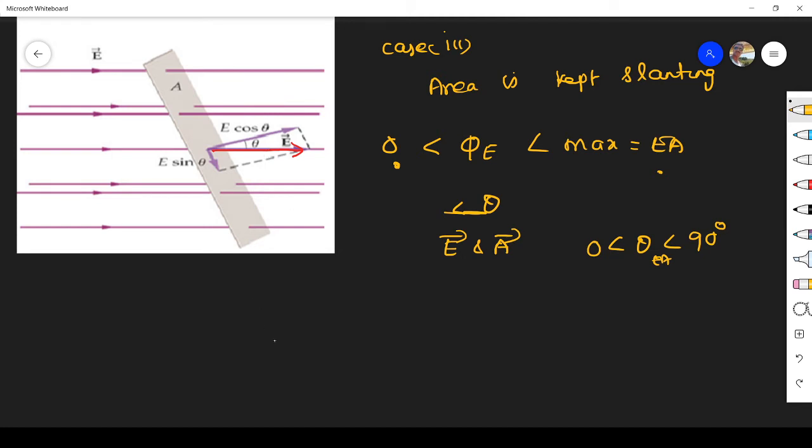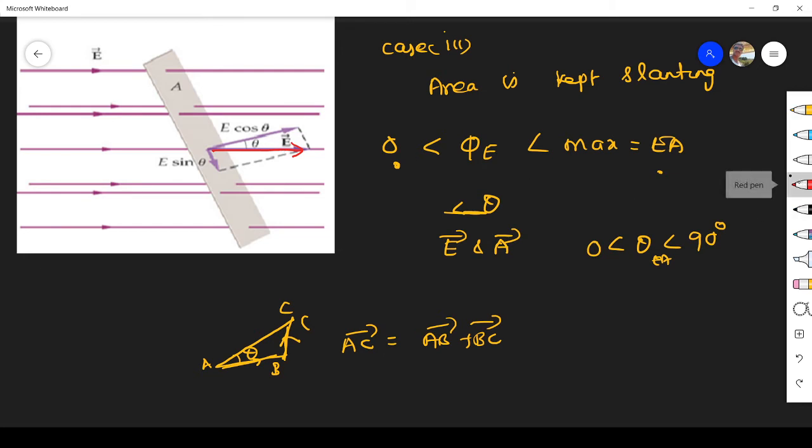Right? We know that any vector can be split into two vectors. You see, this is A, this is C, as we studied in vector addition, AB and BC. So AC vector is equal to AB vector plus BC vector. This vector can be split into one adjacent component and one opposite component. If this is θ, AB is the adjacent component of vector AC, and BC is the opposite component. Similarly, for this E vector, I find the adjacent and the opposite. Why am I finding adjacent and opposite? Let me tell you soon.